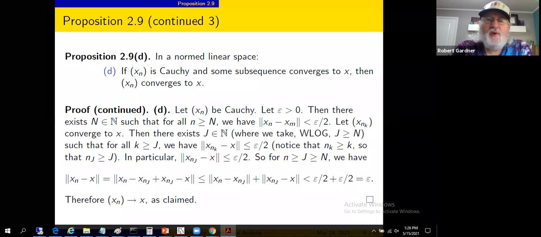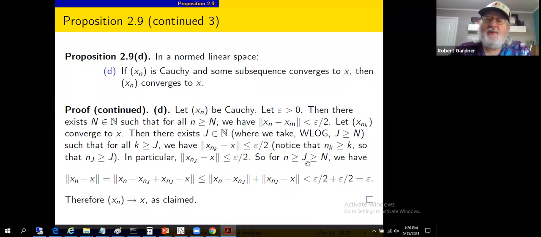Here, we've got a convergent subsequence, but we've also got a Cauchy sequence that we started with. And the property of Cauchiness doesn't let you really put your hands on a fixed term so much. So that's the reason we're choosing this particular x_{n_J}. So if we choose index n to be greater than or equal to J, and therefore greater than or equal to N, that's why we made this choice up here, then we have the following.